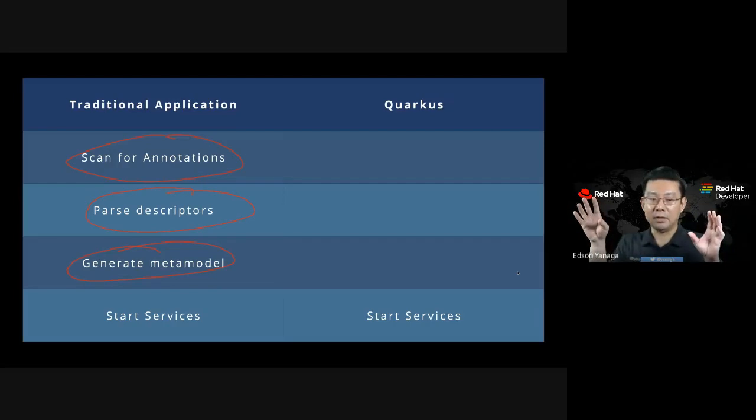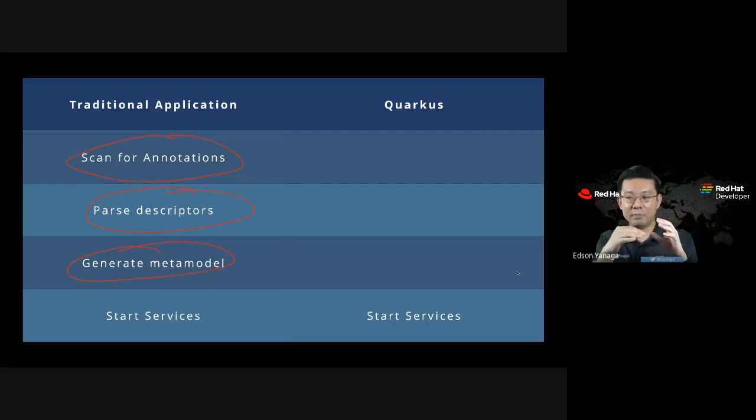I have another bean. This other bean needs to be injected into this bean. But this bean has a transactional proxy. So I have to create a proxy of this bean, and inject the proxy instead of the bean. So all of these things are performed at boot time. And that's why it takes forever.